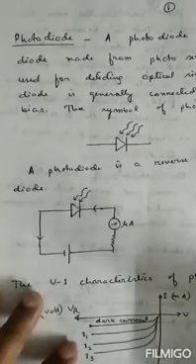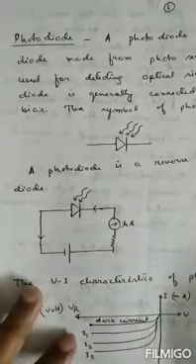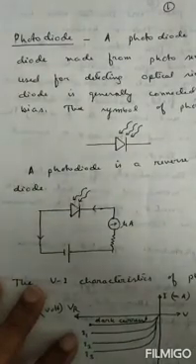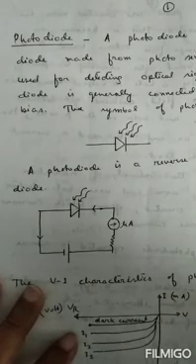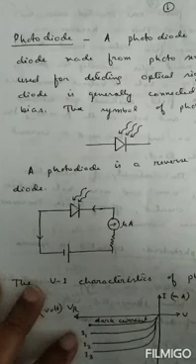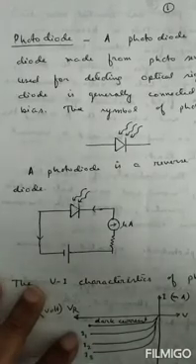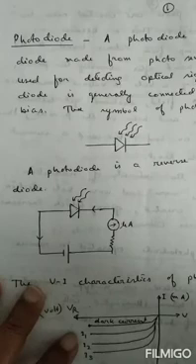Photodiode. The photodiode is a special type of junction diode made from photosensitive semiconductor, used for detecting optical signal.